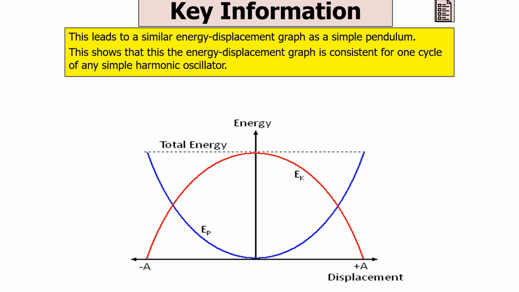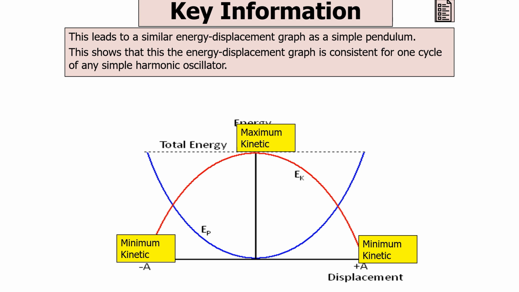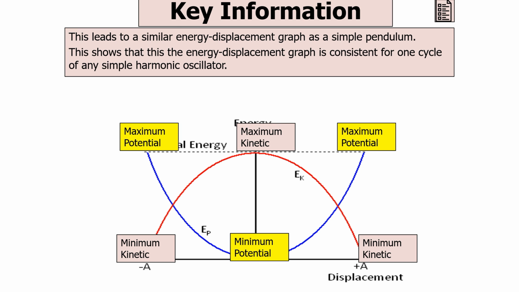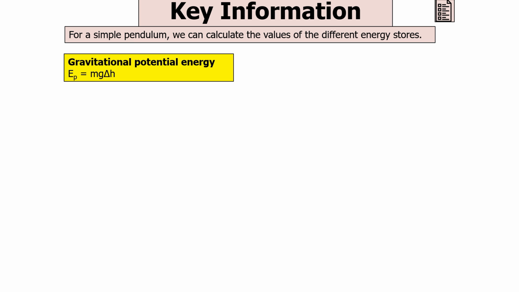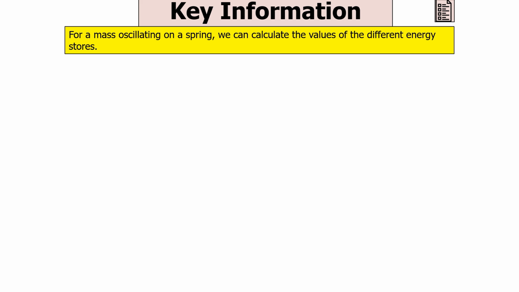So this leads to a similar energy displacement graph as a simple pendulum. This shows that the energy displacement graph is consistent for one cycle of any simple harmonic oscillator. So once again, we have our points of maximum and minimum kinetic energy and maximum and minimum potential energy. Now for a simple pendulum, we can calculate the values of the different energy stores. We know that the gravitational potential energy store is equal to mgh, and the kinetic energy store is equal to 1/2 mv squared.